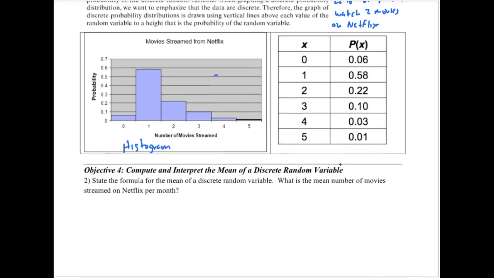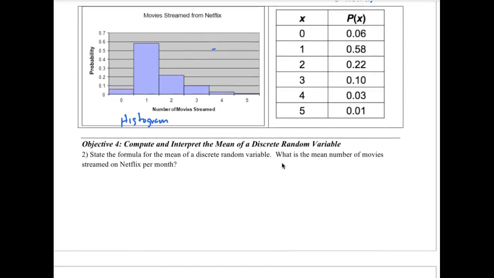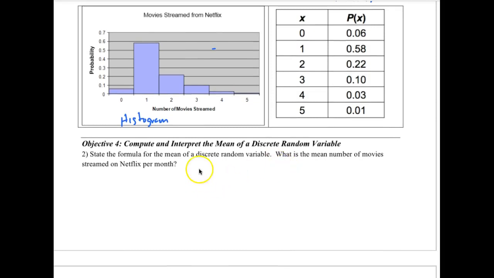And so there's a formula, and you've actually seen it before, but the formula we use to calculate the mean of a discrete random variable will be, oops, let me get some space here. There we go. And so here's the formula. I'm going to show you how to do it on StatCrunch also. So keep in mind StatCrunch will also be used.